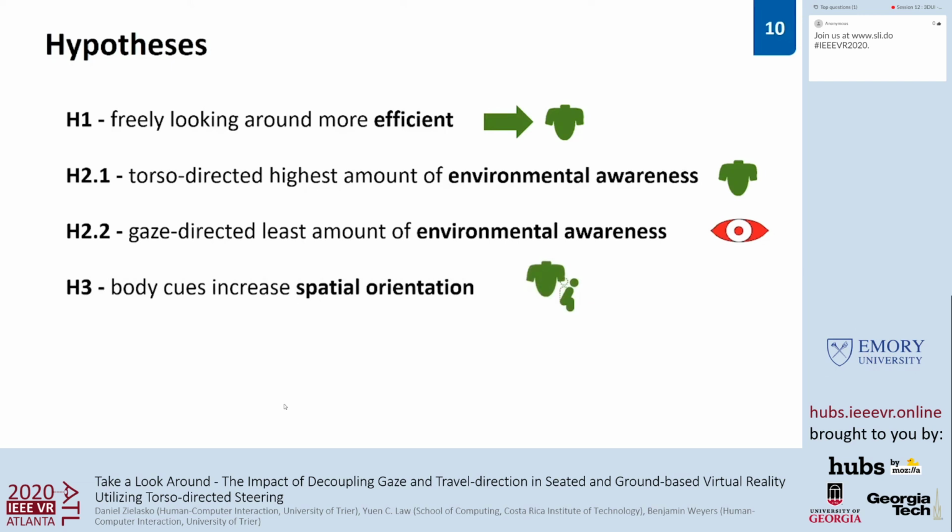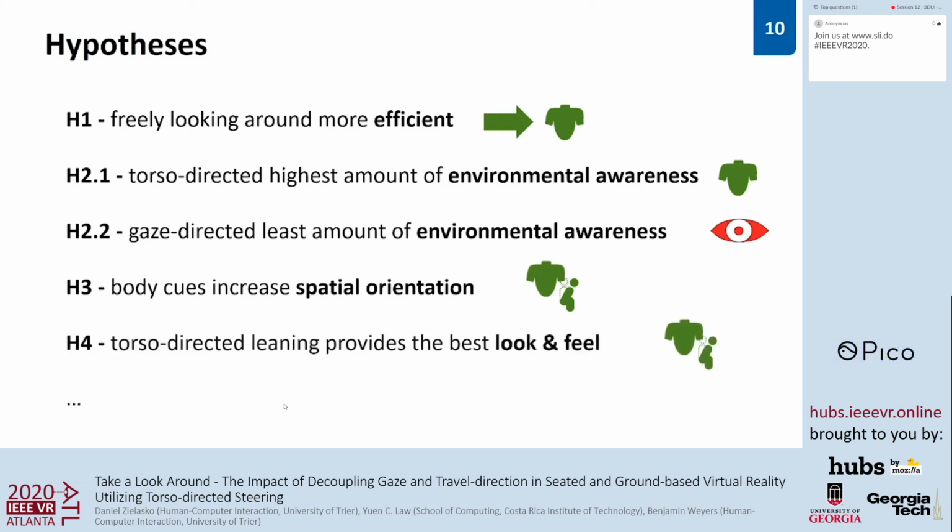Third, we expected that with the number of body cues, also the level of spatial awareness increases, which leads to torso-directed leaning should work the best. Fourth, we expected torso-directed leaning having also the highest hedonic quality, which just means it feels the best.